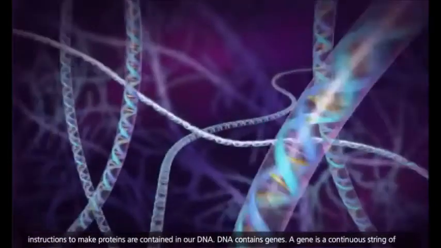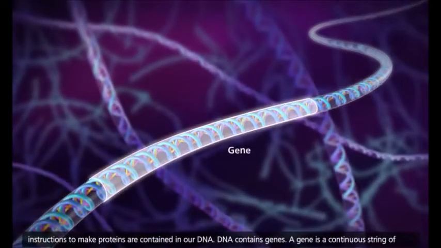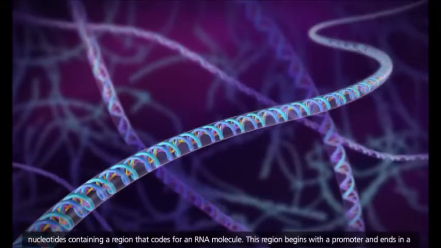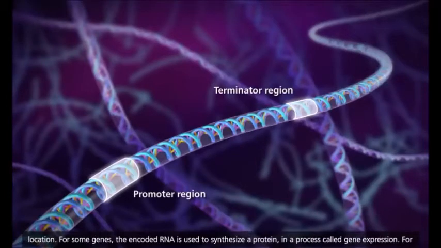The instructions to make proteins are contained in our DNA. DNA contains genes. A gene is a continuous string of nucleotides containing a region that codes for an RNA molecule. This region begins with a promoter and ends in a terminator. Genes also contain regulatory sequences that can be found near the promoter or at a more distant location.